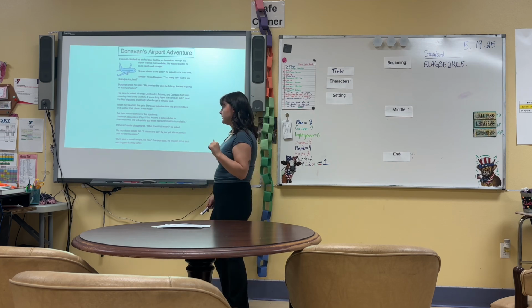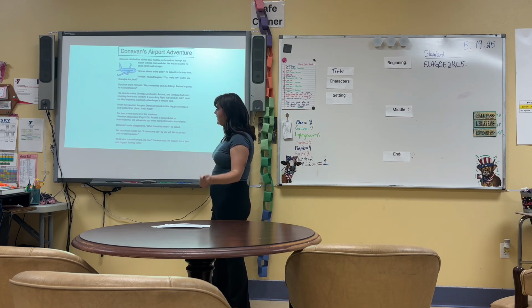Donovan's smile disappeared. "What does that mean?" he asked. His mom knelt beside him. "It means we can't fly just yet. We must wait until the storm passes." "But I want to see Grandpa Joe now," Donovan said. He flopped into his seat and hugged Barky tightly.